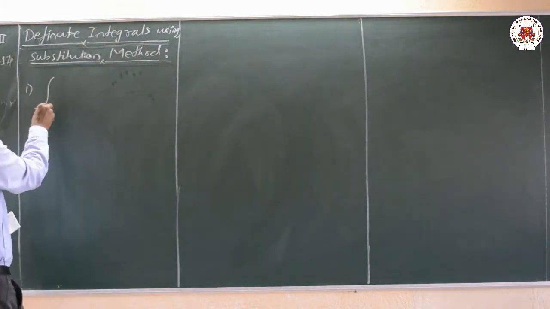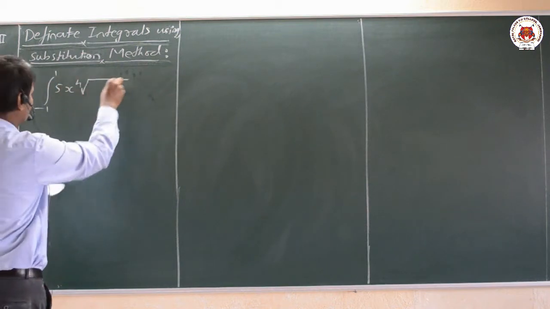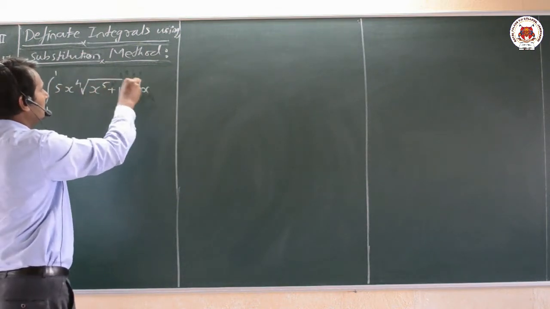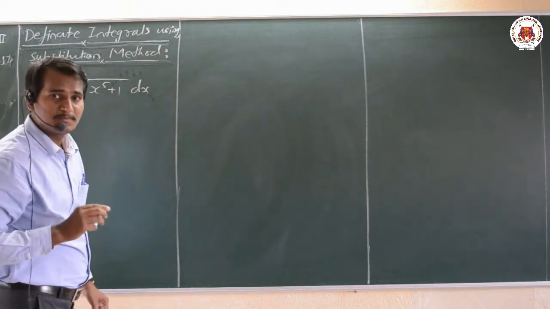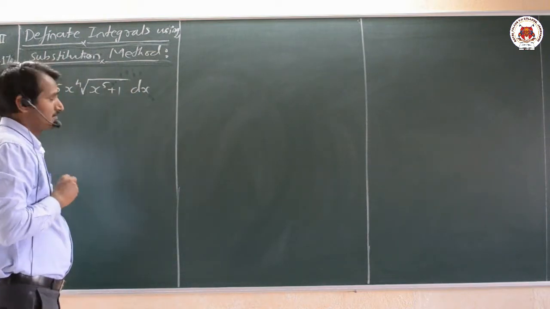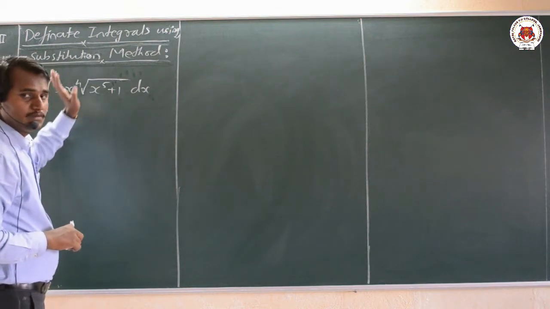That is the integral from -1 to 1 of 5x raised to 4 into root of x raised to 5 plus 1, dx. It is a very simple example, and how do we solve it? Substitution method means if you are substituting the variable, you have to change the limits also.